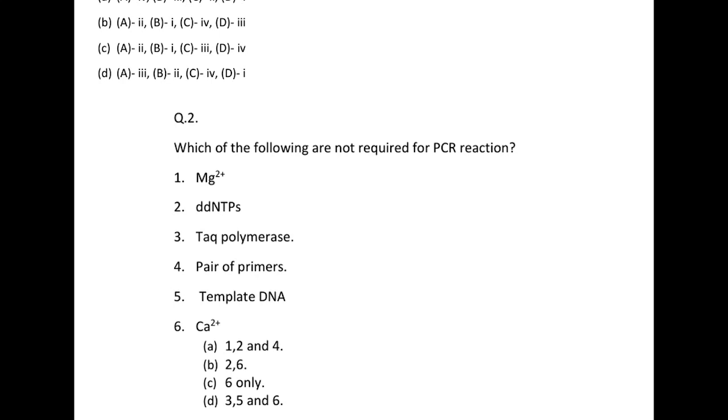Okay. Now tell me which of the following is not required for a PCR reaction. So for a polymerase chain reaction, which of the following is not required? Mg2+, ddNTPs, Taq polymerase, a pair of primers, template DNA, calcium. So which are the things that you do not require for a polymerase chain reaction?